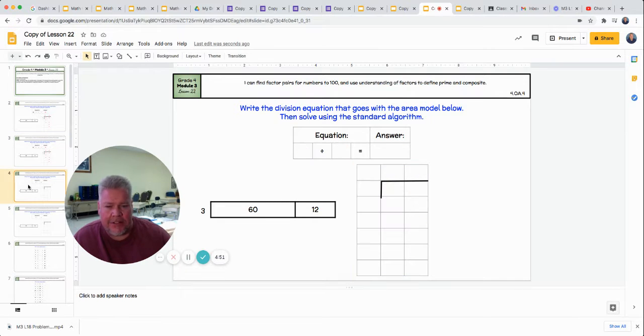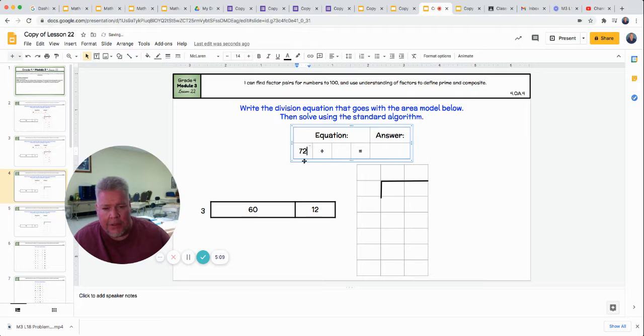Okay, take a look at this area model. A little more difficult this time, but not really. Got a 60 and a 12. It's not going to be 62, is it? Because I've got a 1 in the tens place here. So what's 60 plus 12?